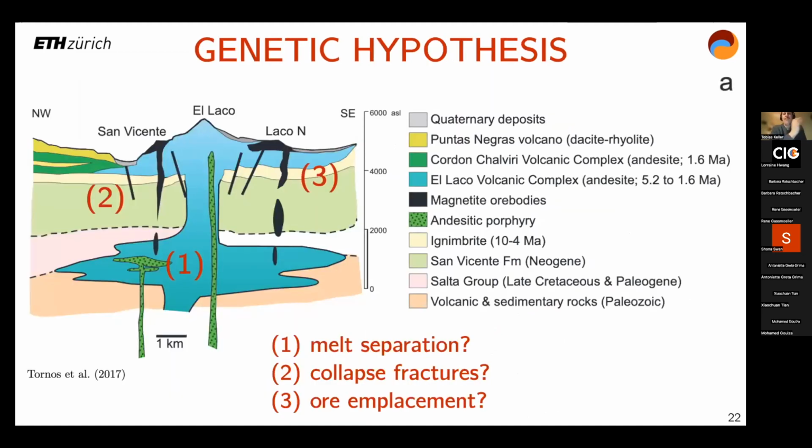So from this, we can formulate an updated genetic hypothesis, where we're positing that there is a melt separation event triggered by spontaneous magma unmixing, followed by the gravitational settling out of the denser, more iron-rich melt, which then would rise through collapse fractures, although the geometry of that process is a little unclear at this point, and then be in place as ore bodies anywhere from extrusive to shallow intrusives, of which there is also some borehole evidence at El Laco.